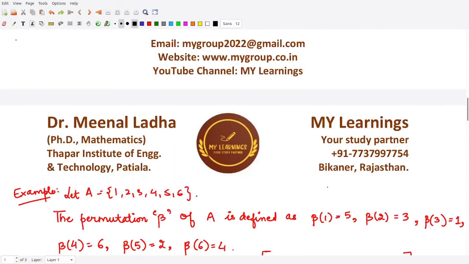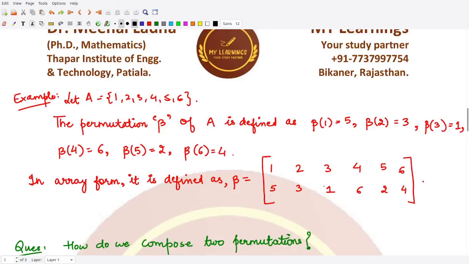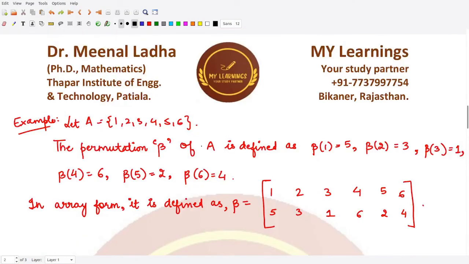Once you are clear with this array notation, let us see one more example. In this example we are taking the set which contains the numbers 1, 2, 3, 4, 5 and 6. Here we are defining the permutation by the symbol beta. The permutation beta on A is defined like this. We have beta of 1 as 5, beta of 2 as 3, beta of 3 as 1, beta of 4 as 6, beta of 5 as 2 and beta of 6 as 4. These could be different for different permutations. In our case this is given to us.